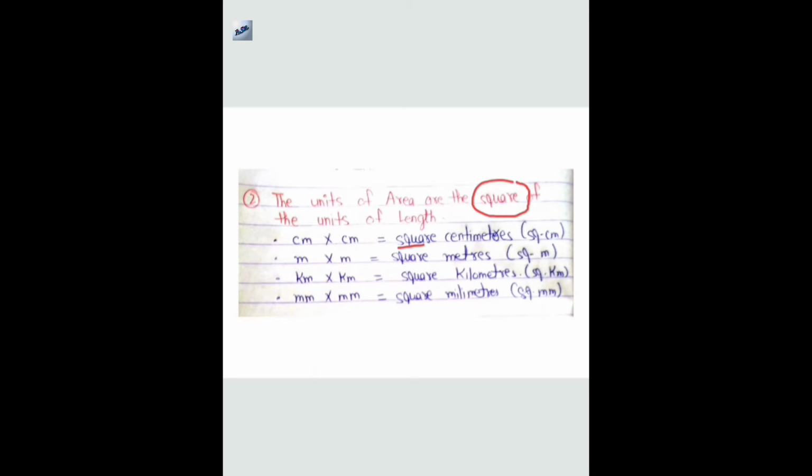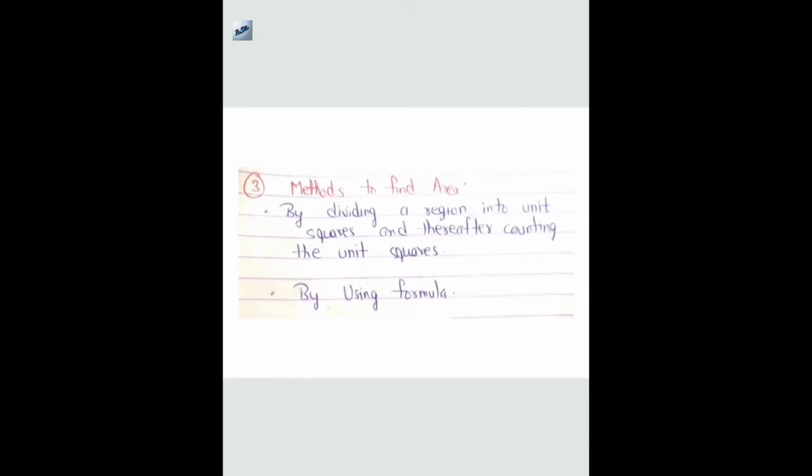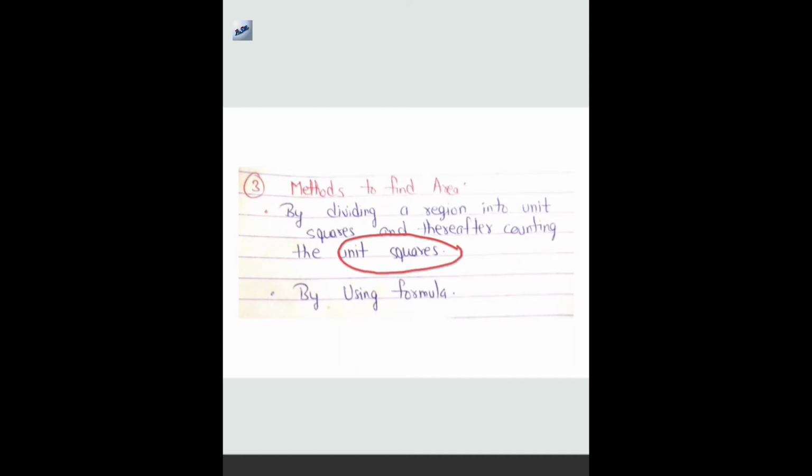Okay students, there are two methods to find the area: by dividing a region into unit squares and thereafter counting the unit squares. There is one term, unit square. This means a square having all sides of 1 centimeter. Remember students, unit square means 1 centimeter.